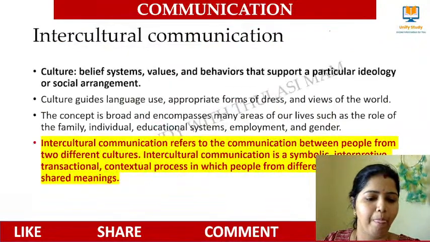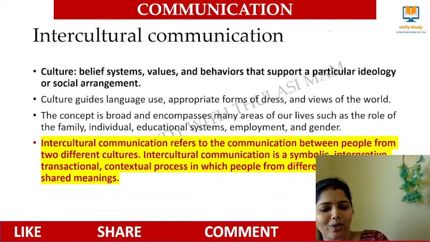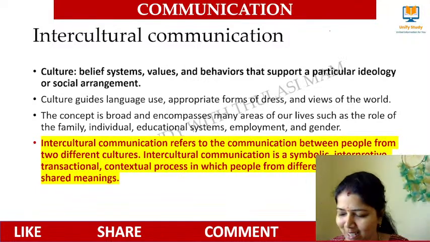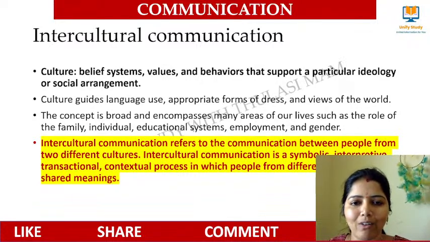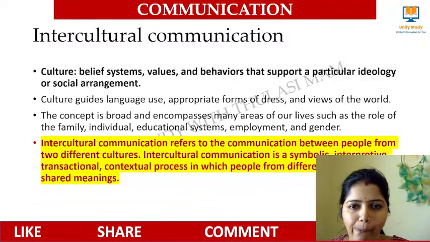Yes? Speak slowly, slowly. Yes, I'll speak slowly. If you are clear with this informal communication, then I'll go to the intercultural. Yes?